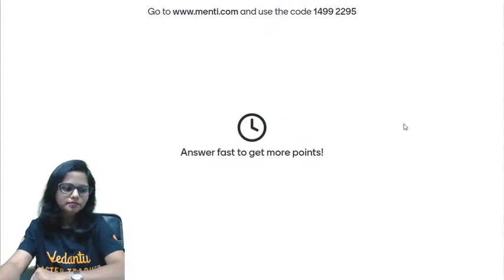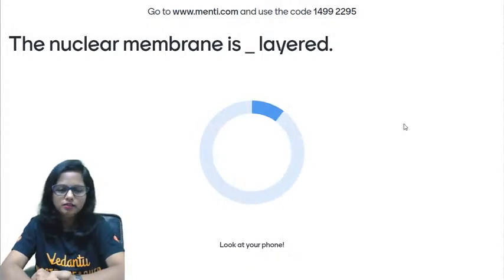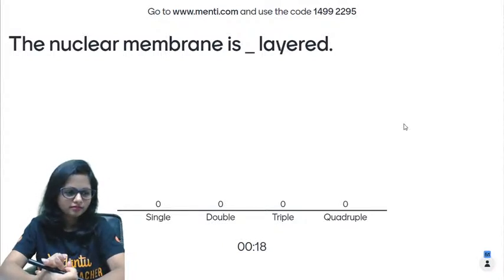So let's move on to the sixth question, and it flashes on your screens now. So the nuclear membrane is dash layered. Single, double, multiple. What is it? Single, double, triple, quadruple? Come on, tell me.